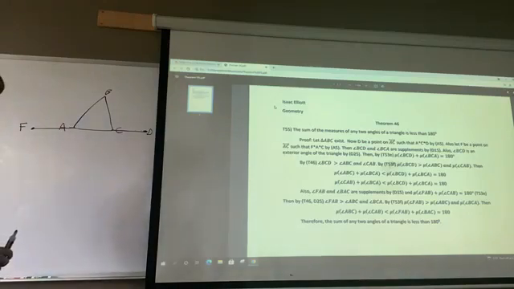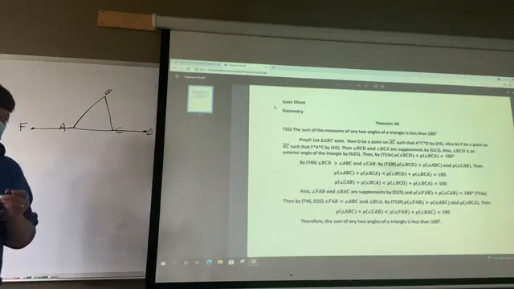So then we show that the measurement of the angle ABC plus measurement of the angle CAB is less than the measurement angle FAB plus measurement angle BAC, which equals 180. So therefore, the sum of any two angles of a triangle is less than 180 degrees. Any questions?